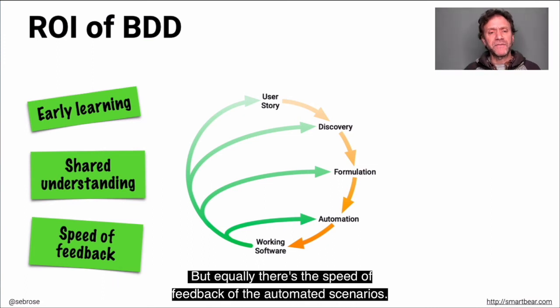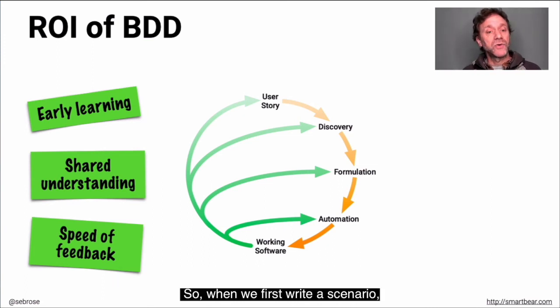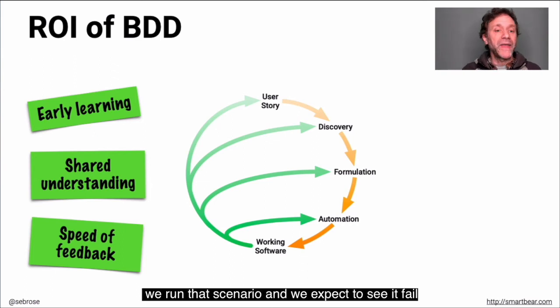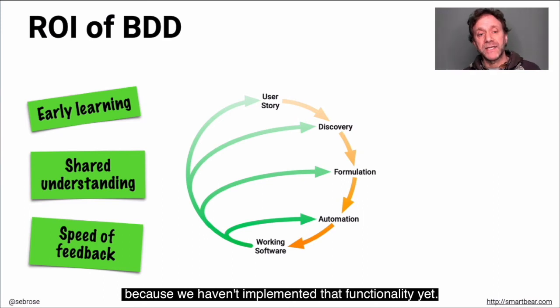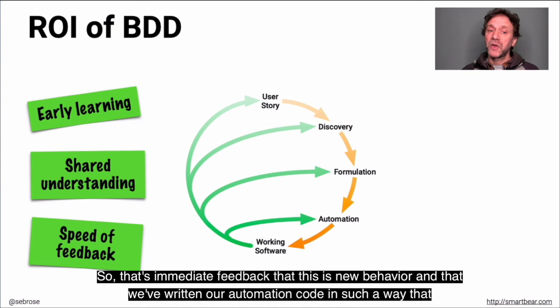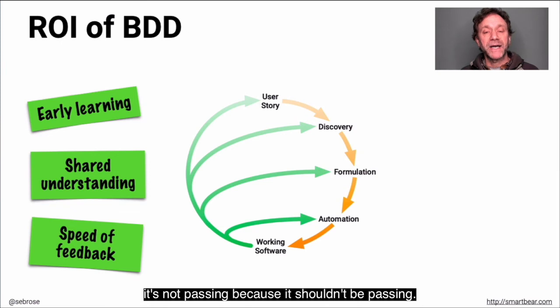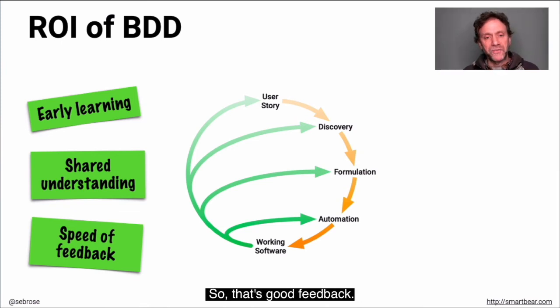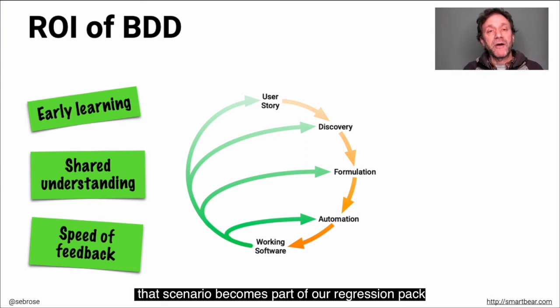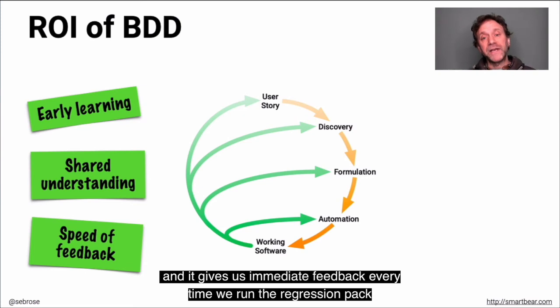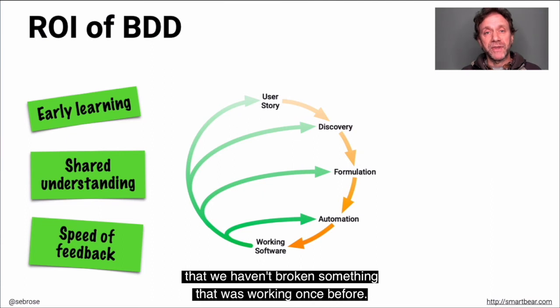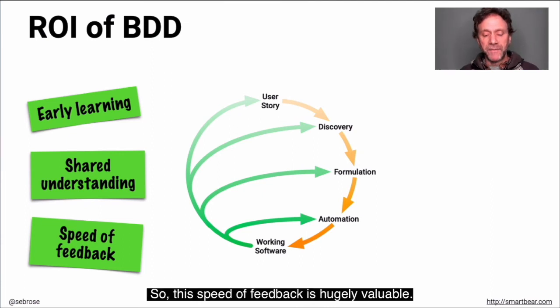But equally, there's the speed of feedback of the automated scenarios. So when we first write a scenario, we run that scenario and we expect to see it fail because we haven't implemented that functionality yet. So that's immediate feedback that this is new behavior and that we've written our automation code in such a way that it's not passing because it shouldn't be passing. So that's good feedback. And then once we've got the scenario passing, that scenario becomes part of our regression pack. And it gives us immediate feedback every time we run the regression pack that we haven't broken something that was working once before. So this speed of feedback is hugely valuable.